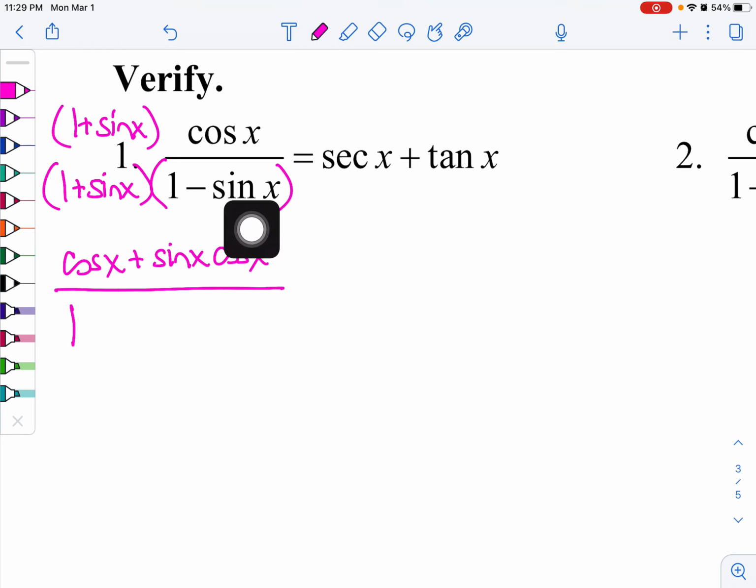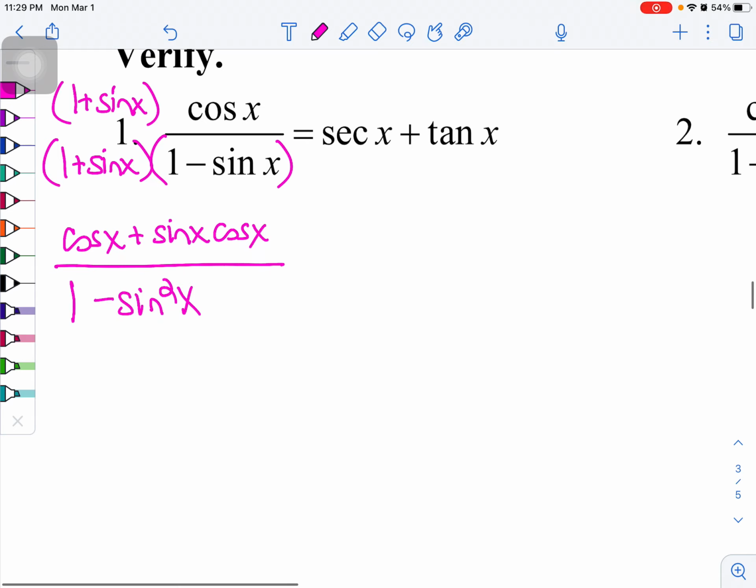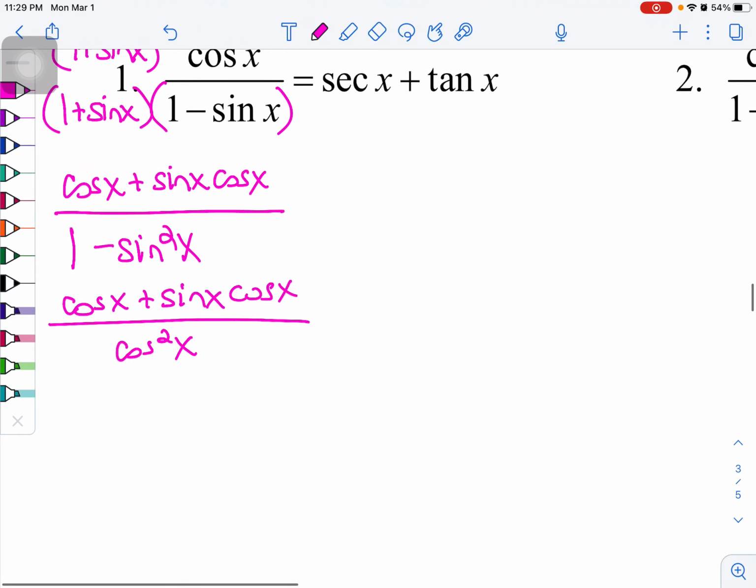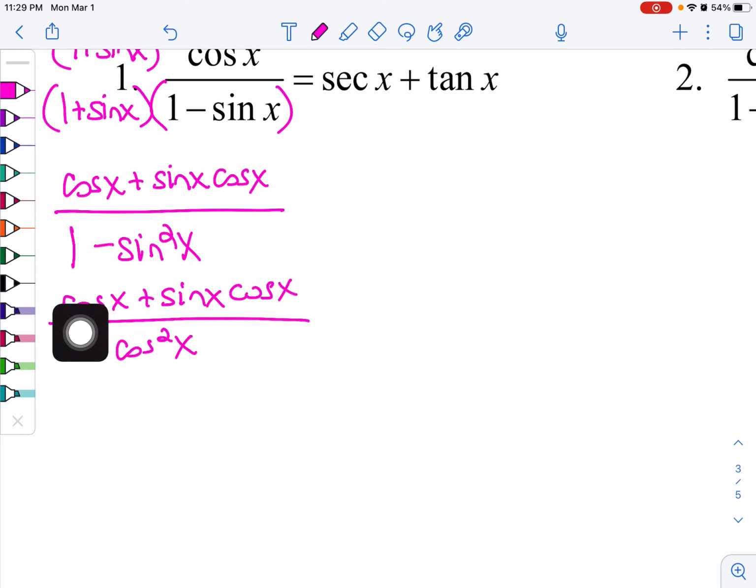Now in the denominator, I've got 1 times 1. Then I've got 1 times negative sine, and then 1 plus sine of x, so those two are going to cancel. But what I will end up with is sine x times negative sine x, so negative sine squared x, which that denominator can be replaced with cosine squared x. So the numerator has not changed yet, I'm going to get there, and that is cosine squared of x.